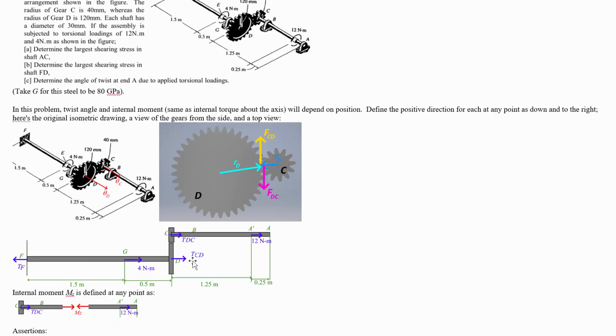Now, what about the torques? We can say that the internal moment at each point would be determinable by this diagram. So we've got a pure applied moment in this direction by the right-hand rule here. That's 12 Newton meters. We've got nothing applied at A. So that means if this segment's going to be in equilibrium, there can't be an internal moment between A prime and A.